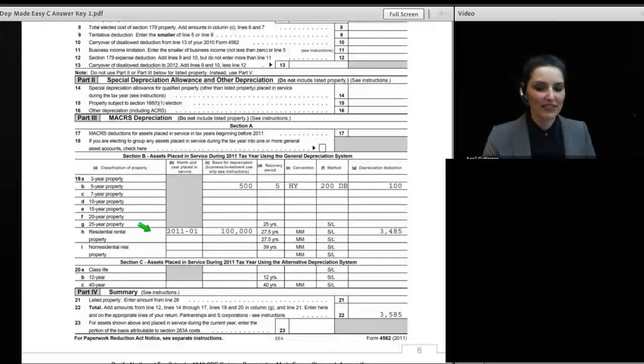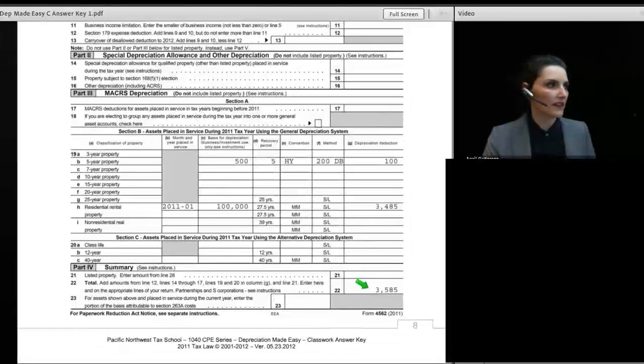And then the residential rental property placed in service in the middle of the first month of the year, $100,000 divided by 27.5, divided by 12, multiplied by 11.5 gives us our deduction of $34.85. 100 plus $34.85 is $134.85. So that should have been really super simple to fill out compared to the earlier illustration with the business property.